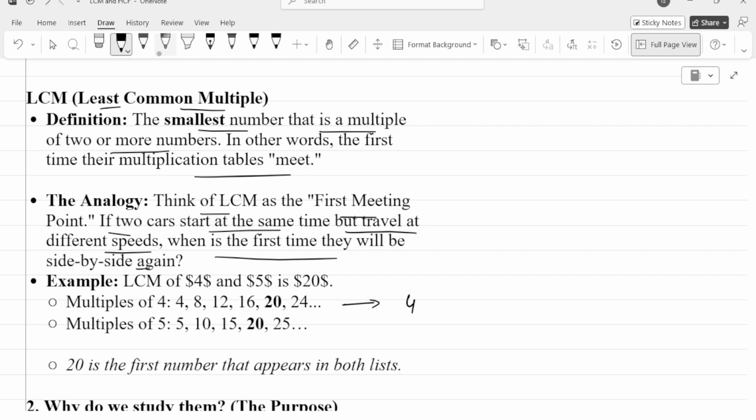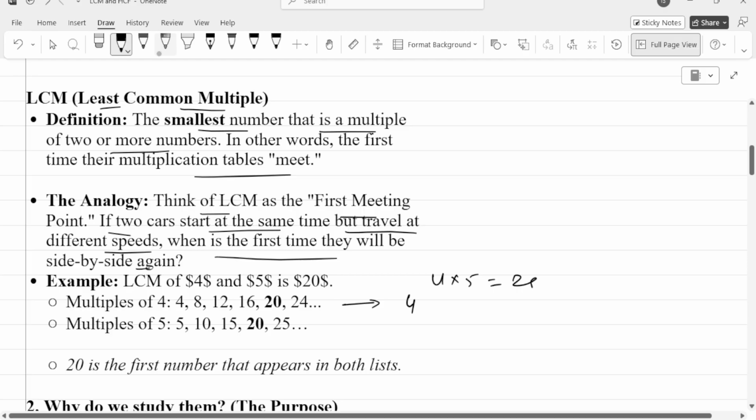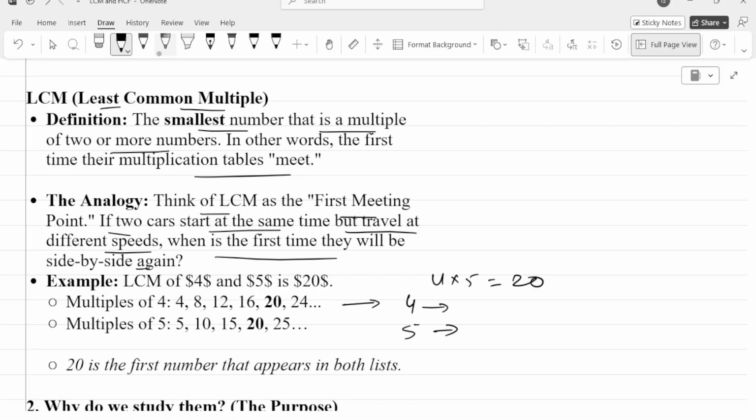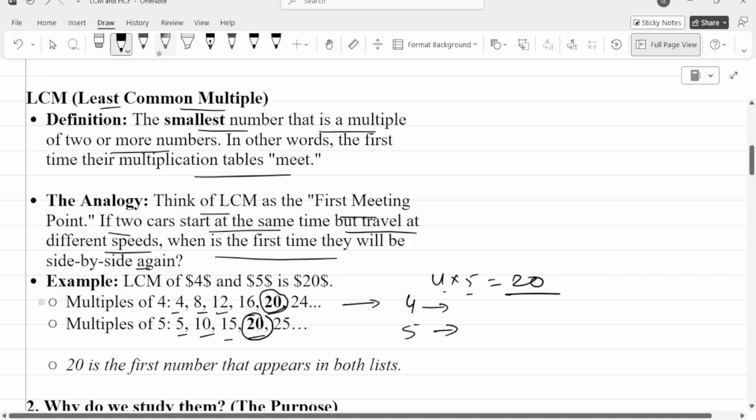Take 4 and 5. To find the LCM we multiply 4 into 5, which is 20. Now we can read the tables until the same number comes. 4 ones are 4, 4 twos are 8, 4 threes are 12, 4 fours are 16, 4 fives are 20. Again 5 ones are 5, 5 twos are 10, 5 threes are 15, 5 fours are 20. Here we see 20 comes in both. So what is the LCM of 4 and 5? 20. So we can easily find the LCM with the table method for basic understanding.